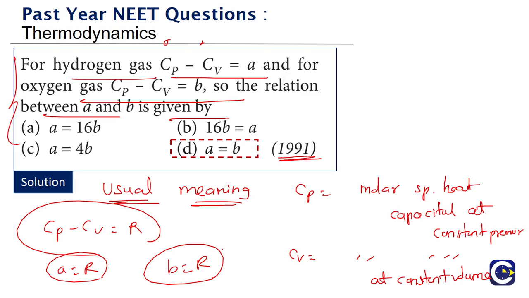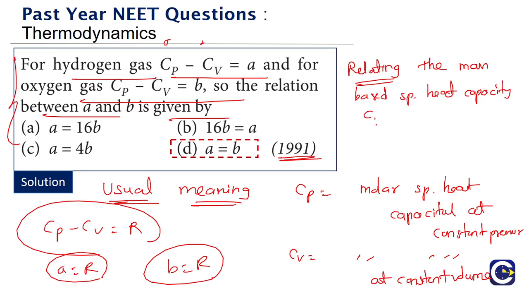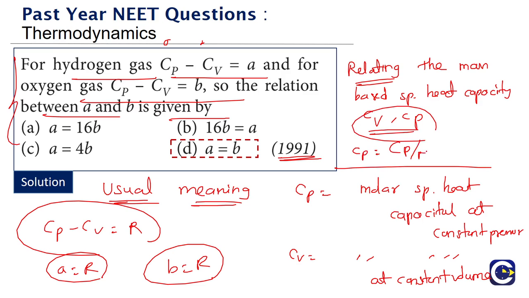But they can even ask a question on relating, maybe you can just try it out, check, relating the mass based specific heat capacities. Generally we will represent them by the small symbols, small Cp and small Cv. In one of the previous questions we have discussed it. So small Cp will be equal to capital Cp by molar mass of the gas. Means mass based specific heat capacity of gas will be equal to what? Mole based specific heat capacity divided by molar mass. Similarly, small Cv is equal to what? Capital Cv by molar mass.